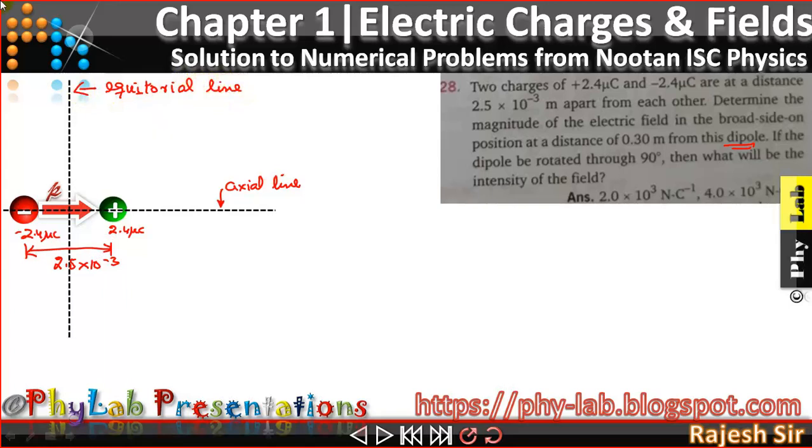Now friends, any point that happens to be situated on the axial line, suppose this point, is called the axial position or end on position. Similarly, any point that happens to lie on the equatorial line, so this position, is going to be called the equatorial position or broadside on position.